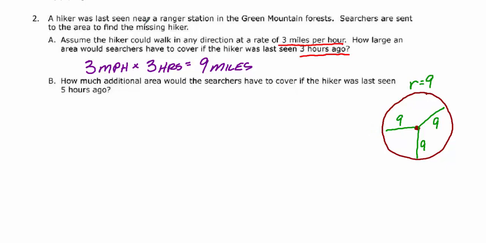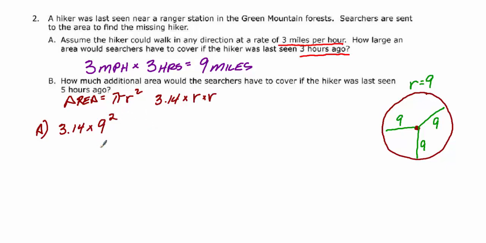So doing part A, and there's not a lot of room on the side there, so I'm going to do part A down here. So doing part A, we have 3.14 times 9 squared. Remember, area is equal to pi times the radius squared, which is pi. We're using 3.14, and the radius squared is the radius times the radius. So my 9 squared is 81. I have 3.14 times 81.